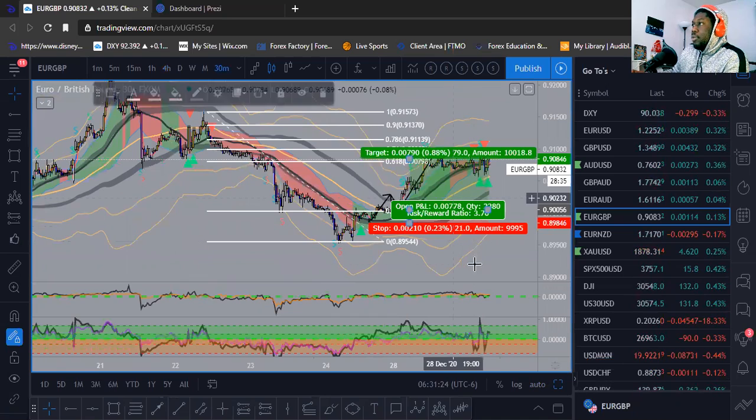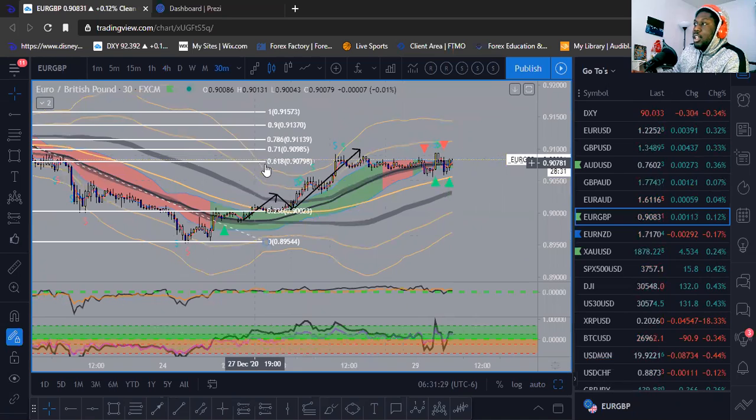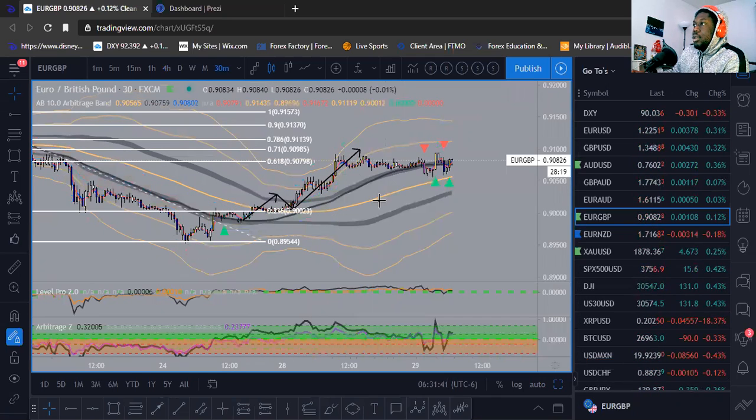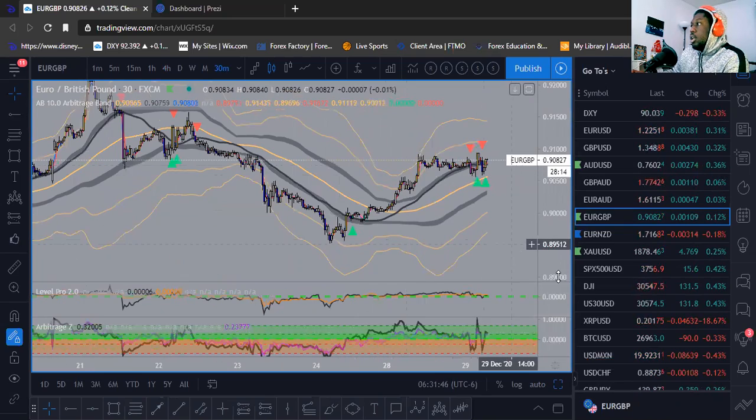We already took profits off of this trade, and again, it's the same thing that I was looking for. 61.8 got hit. 71% nearly got touched, but it didn't get there. And price has just been consolidating ever since it came up here. So, like I said, I'm looking for a push to the downside right now. So remove drawings.